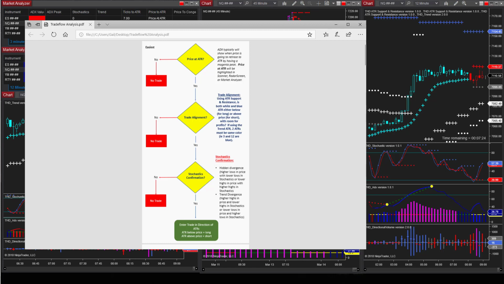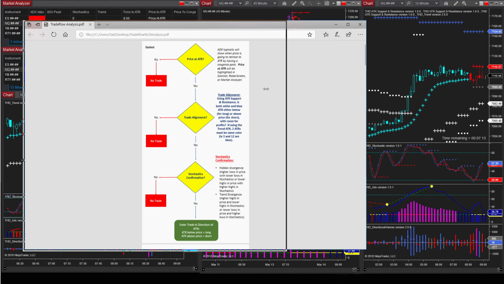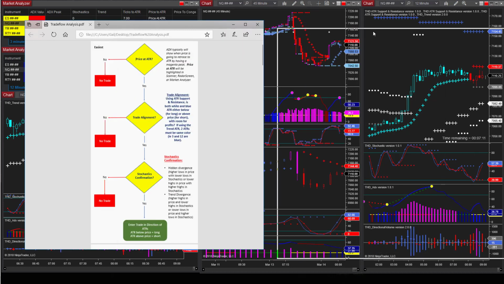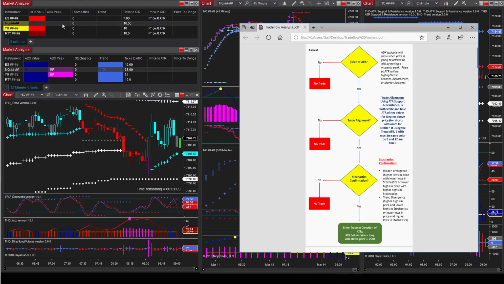So let's go over the trade flow analysis. First, price has to be at an ATR. Okay? Well, this is where the market analyzer really comes into play. The ES is at an ATR. The Dow is at an ATR. The Russell is at an ATR. Okay? That tells me I have trade potentials on all of these markets.